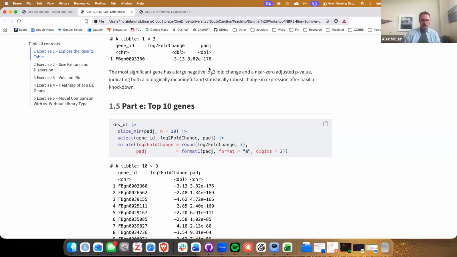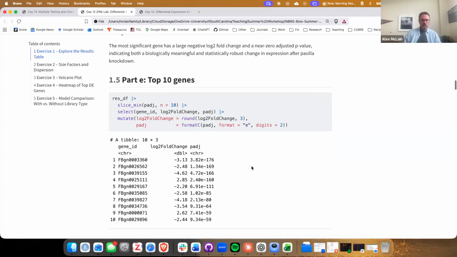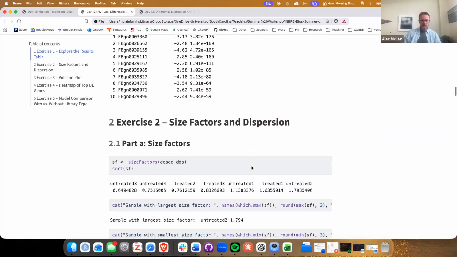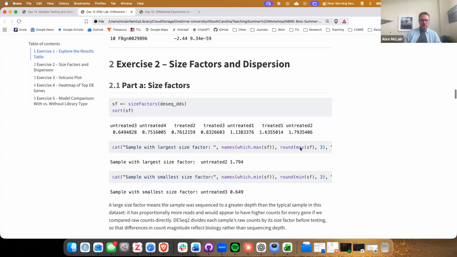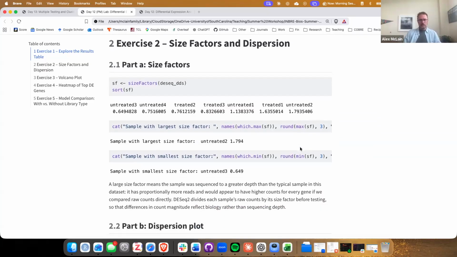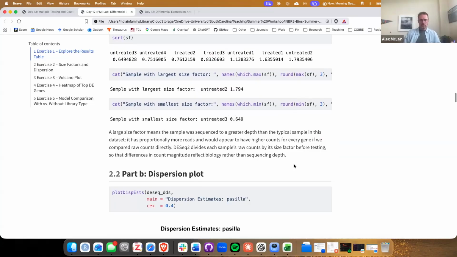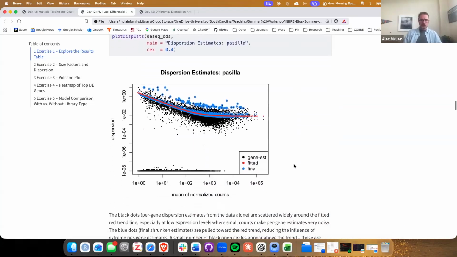And we see some information here about the most significant genes, the top 10 genes, and the size factors, how they varied. So this is based on the library sizes, from 0.65 to about 1.8. So some difference there. The largest is over 2 times, almost 3 times as big as the smallest, but those are things that we can adjust for.